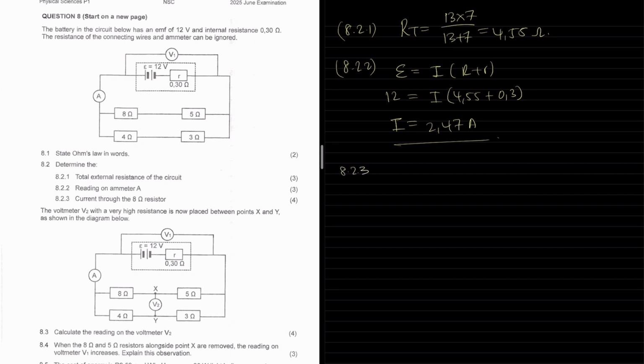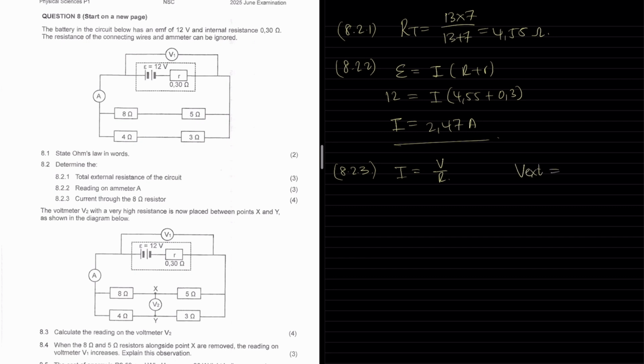Question 8.2.3 reads, calculate the current through the 8 ohm resistor. So to calculate the current, remember I is equal to V over R. I need to know the voltage that the 8 ohm resistor's branch is going to be using. So it's not going to be 12, because the V external is going to be less than 12, because some is going to be lost due to lost volts. So I can work out the V external.